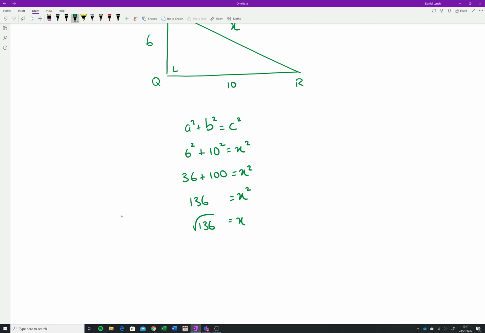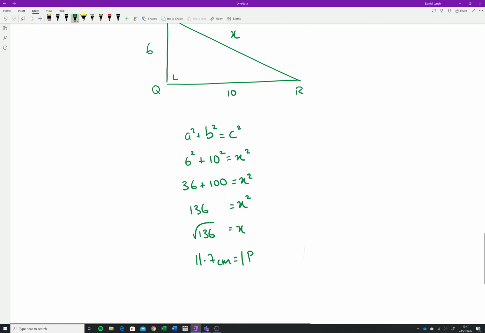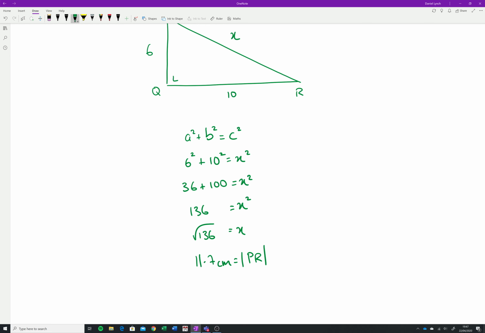They only wanted the previous one to one decimal place. So to one decimal place, that will be 11.7 centimeters. Hopefully that's what you got for PR when you were measuring it and when you did that. Okay.